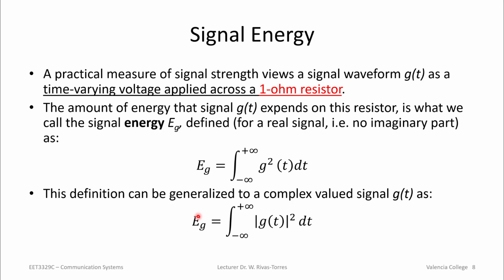So a practical measure of signal strength views a signal waveform, and we're going to use the GFT quite a bit in our lecture, so be paying attention. Almost everything in our textbook, they call it GFT. But this is a time-varying waveform applied across a 1 ohm resistor. Just think about it like that, without any loss of generality, right? If you have a different resistance than 1 ohm, you would plug that in. But for ease of discussion, and again without any loss of generality, we just assume 1 ohm, okay?